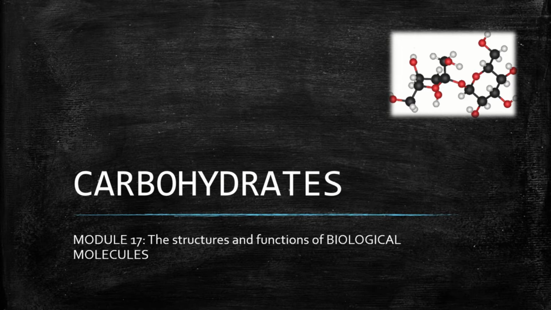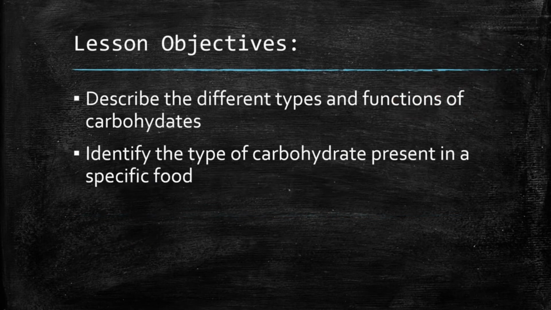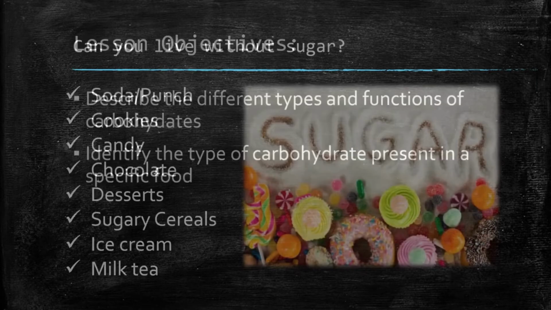Today we're going to discuss module number 17, which is about the structures and functions of biological molecules. Today we're going to focus on carbohydrates. So before we begin, let us have our lesson objectives. The first one is, you will be able to describe the different types and functions of carbohydrates, and also, at the end of this lesson, you can identify the type of carbohydrate present in a specific food.